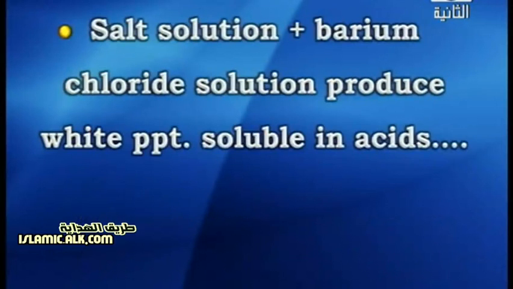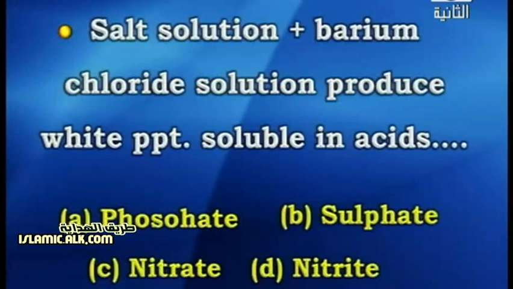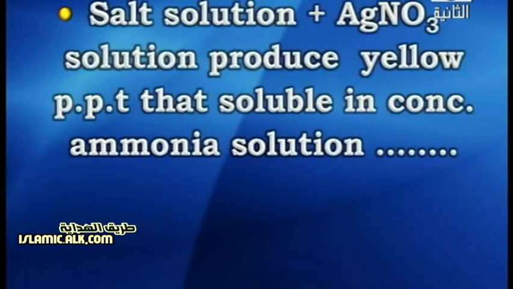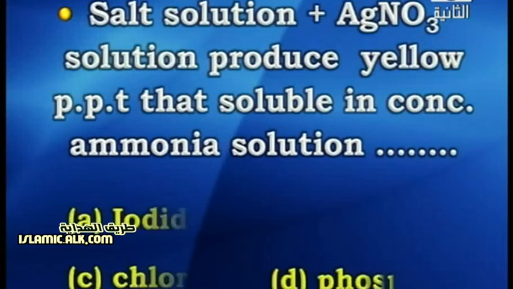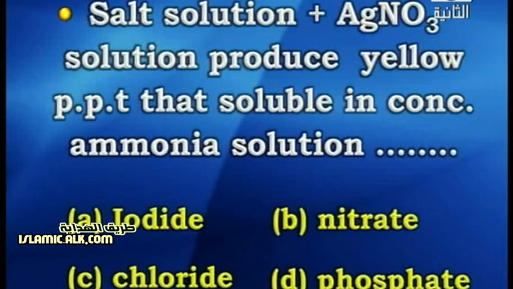Next one. The salt solution plus barium chloride solution produces a white precipitate soluble in acids. Is it phosphate, sulfate, nitrate, or nitrite? Yes, it will be phosphate salt. Next one. The salt solution plus silver nitrate solution produces a yellow precipitate that is soluble in concentrated ammonia solution. Is it iodide salt, nitrate salt, chloride salt, or phosphate salt? Yes, it will be phosphate salt.